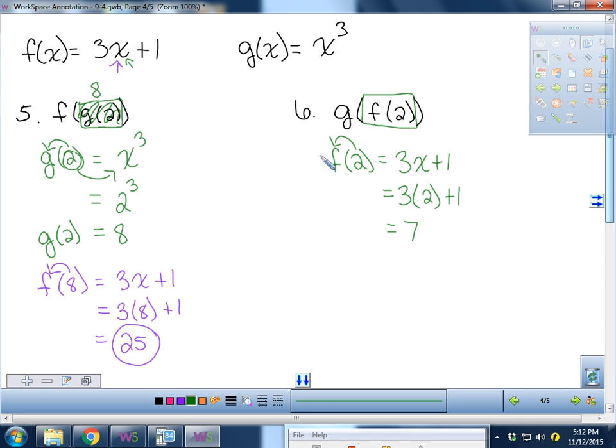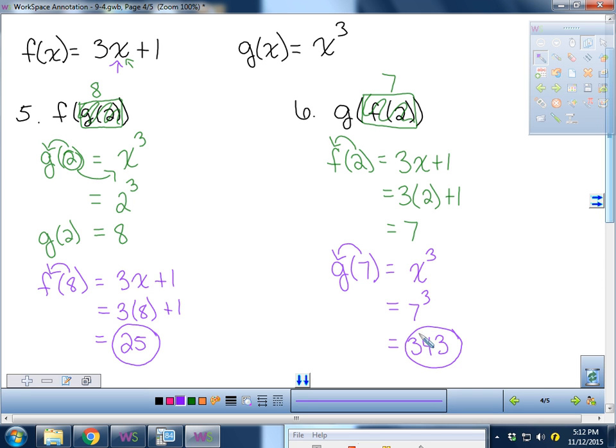So instead of saying f of 2, I can replace that with 7. Now I am trying to find g of 7. So I go to my g function, and I'm going to plug in 7 for the x. g is x to the third. I'm going to plug 7 in for the x. 7 to the third power is 343, and that is my answer.